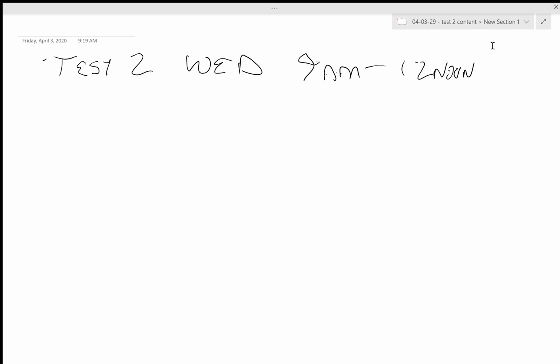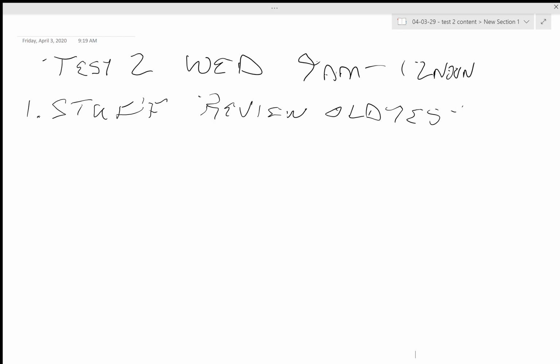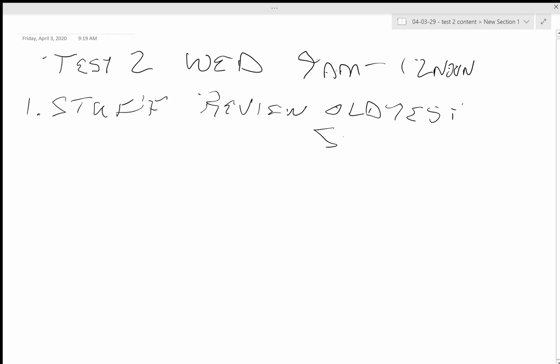The first question's going to be stuff. I would review the old test. And I would review the sample test. My handwriting sucks, but that's okay. I shake too much.